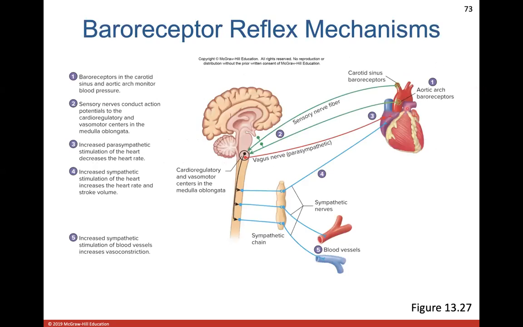These baroreceptors are found in your arteries, the aortic arch, and the carotid sinus, to keep their eye on blood pressure, to sense blood pressure changes, and then to make a change, either to decrease or increase heart rate and stroke volume according to those blood pressure changes.